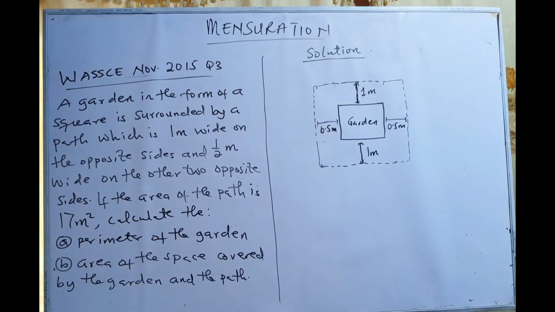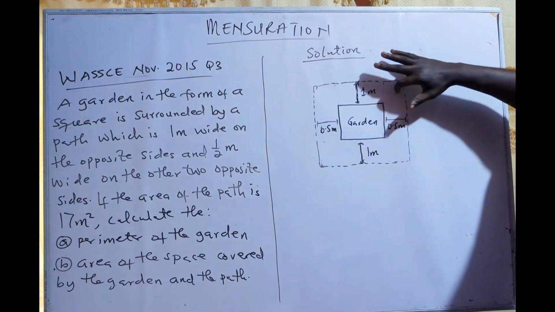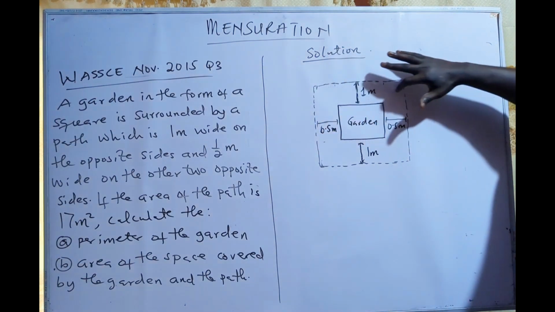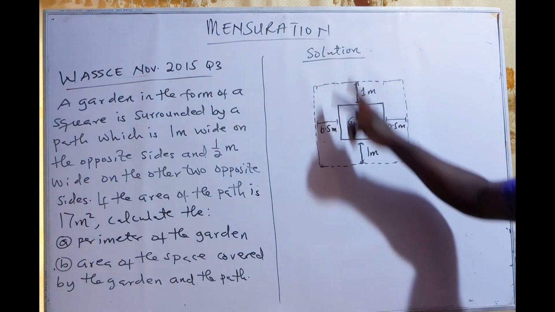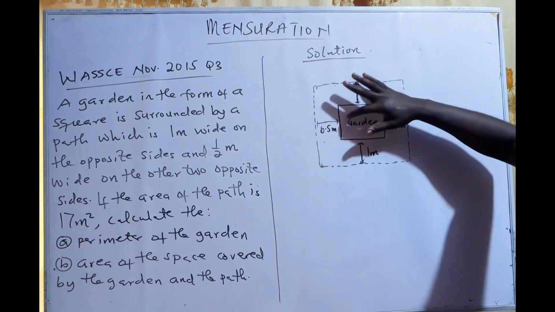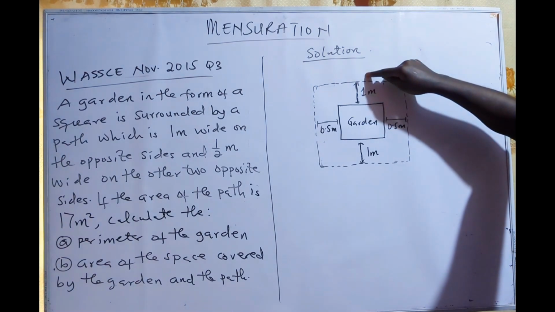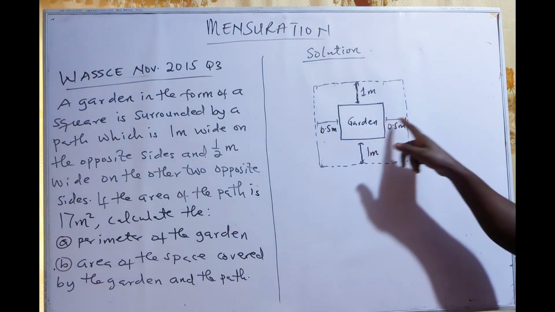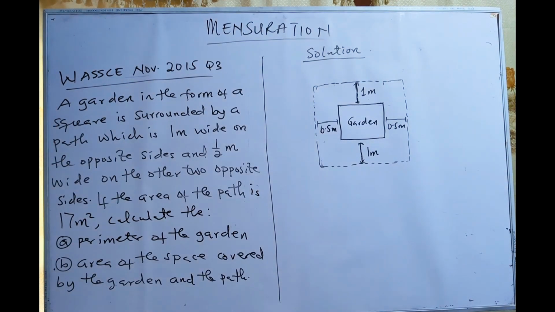So you see, this is how it will look like. If somebody is passing here, the path here is 1 meter. And then when you look at this side, between the garden and the path here is 0.5. Between the garden and the path here, the distance is 1 meter. Here and here is 0.5. Here and here is 1 meter. So this is how your diagram is going to look like.